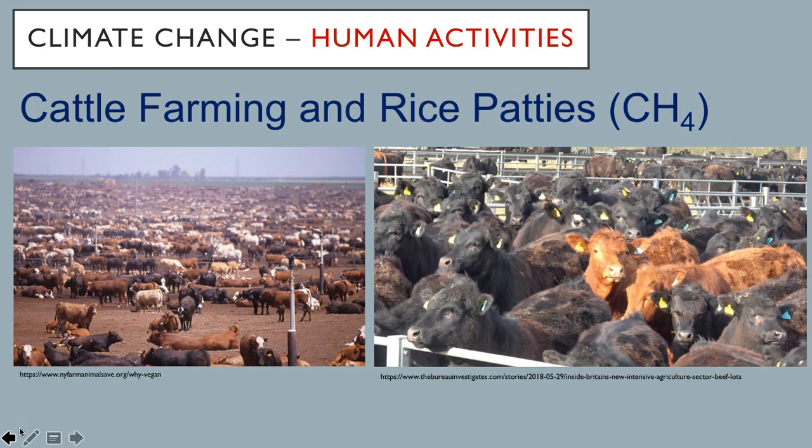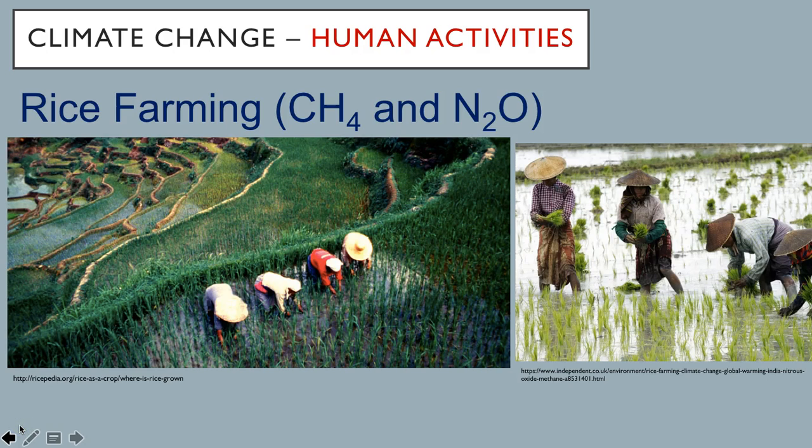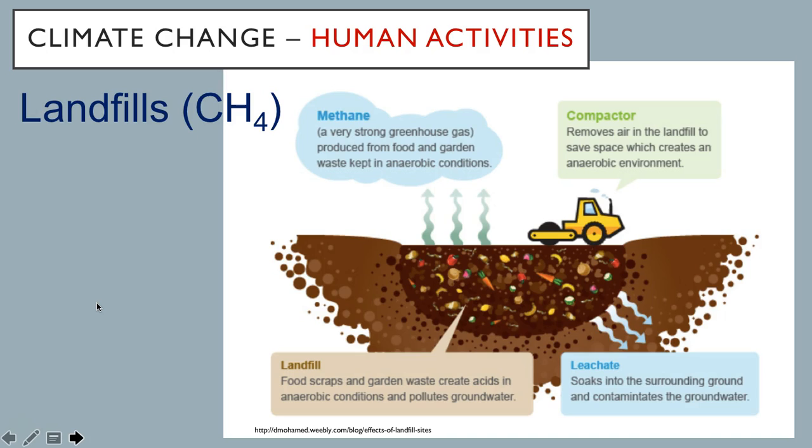Cattle farming, with the anaerobic digestion of organic matter in the guts of cows, releases methane into the atmosphere. In rice farming, methane is released from flooded rice fields because bacteria in the waterlogged soil produce methane in large quantities. Soil microbes also release nitrous oxide into the atmosphere. Landfills also produce an anaerobic environment that results in microbes releasing methane into the atmosphere.